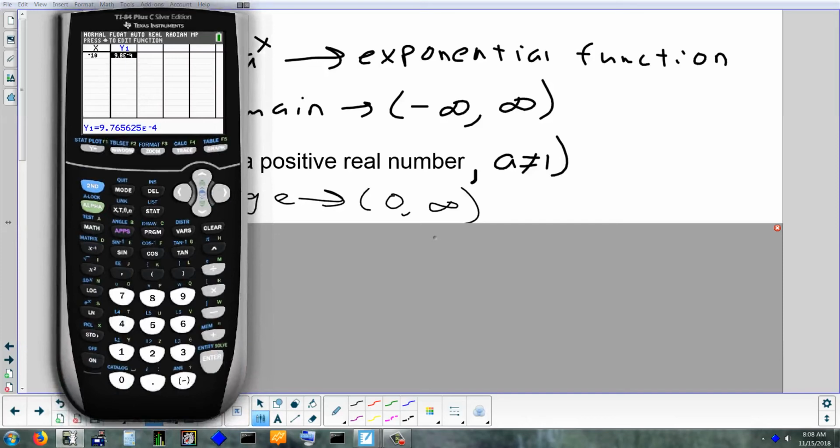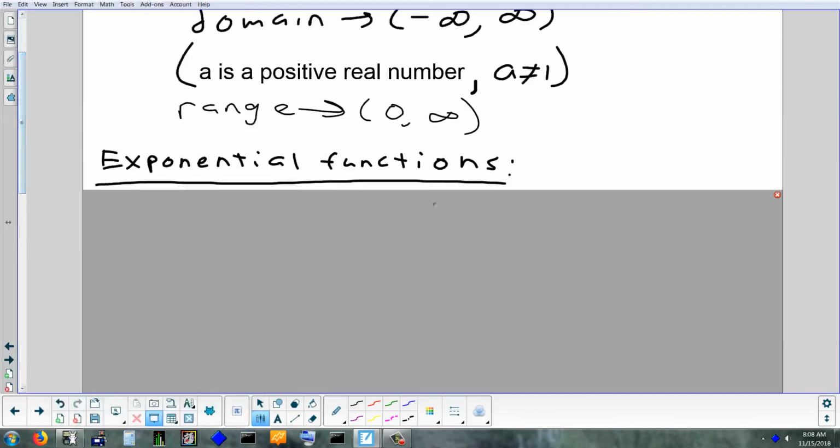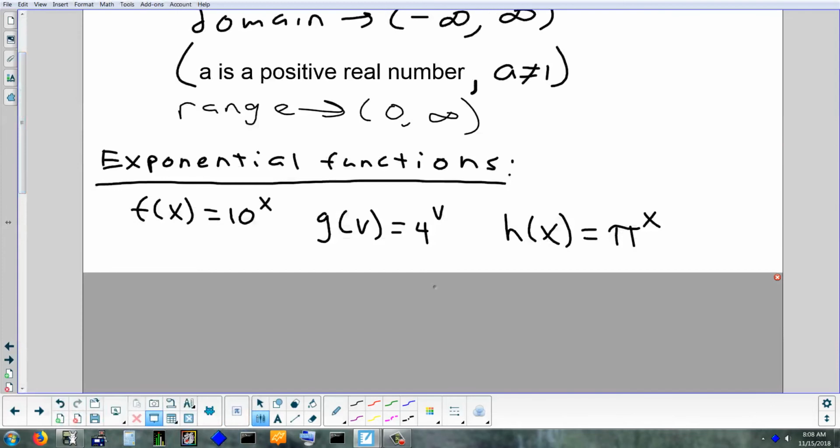That's just 0.000009. It's a very, very small number. All right? But it will never reach 0. Okay, those are all examples of exponential functions.